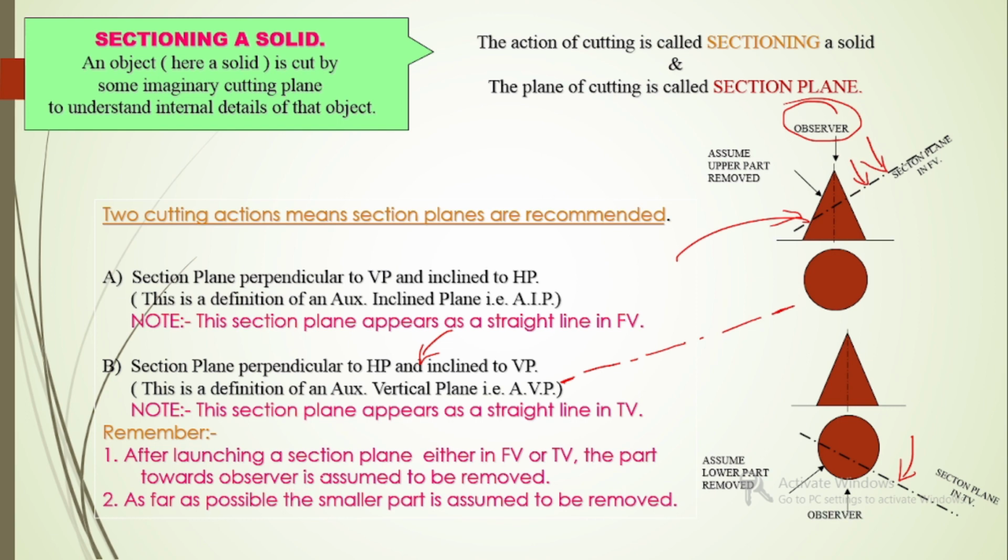And remember, after launching a section plane either in front view or top view, the part towards the observer is assumed to be removed. Then only we will get the correct view of the sectioned surface. We must remove this portion of the solid which is nearer to the observer. Then only we will get the correct view of the sectioned plane. As far as possible, the smaller part is assumed to be removed. Those two conditions we have to consider during the sectioning of the solid.